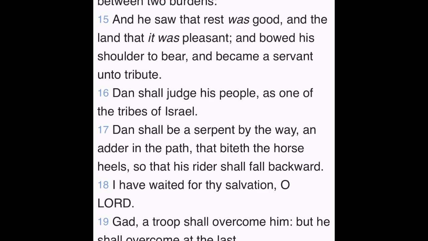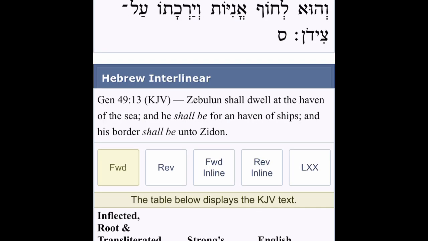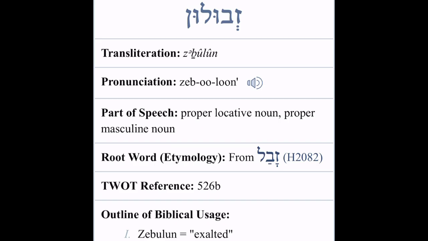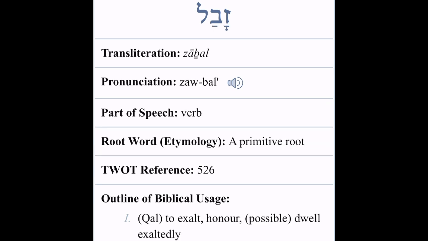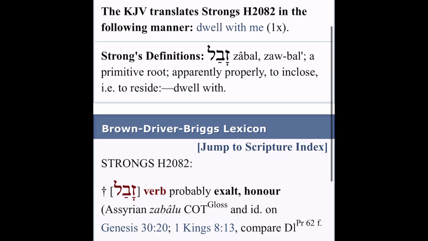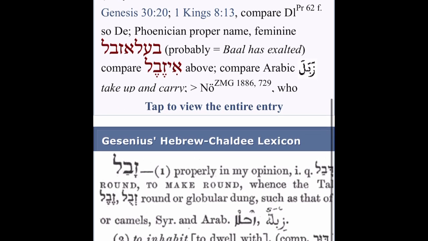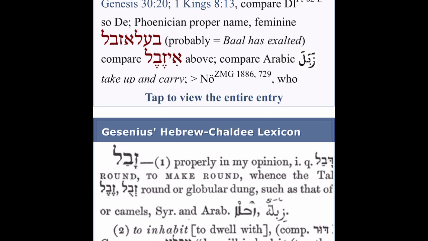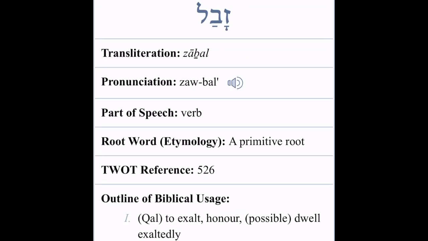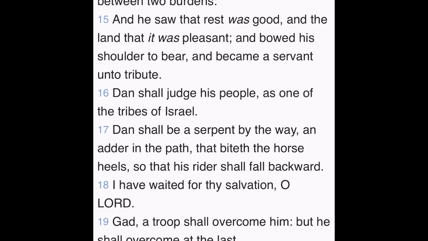Actually, let's go to the root word of that. I'm sorry, I was interested in seeing Zabal: to exalt, honor, dwell. Exactly, possibly dwell exaltedly. Ultimately their princes of the power, to inhabit. So pardon me, let's go back. With these lessons we teach ourselves. That's the thing about it.